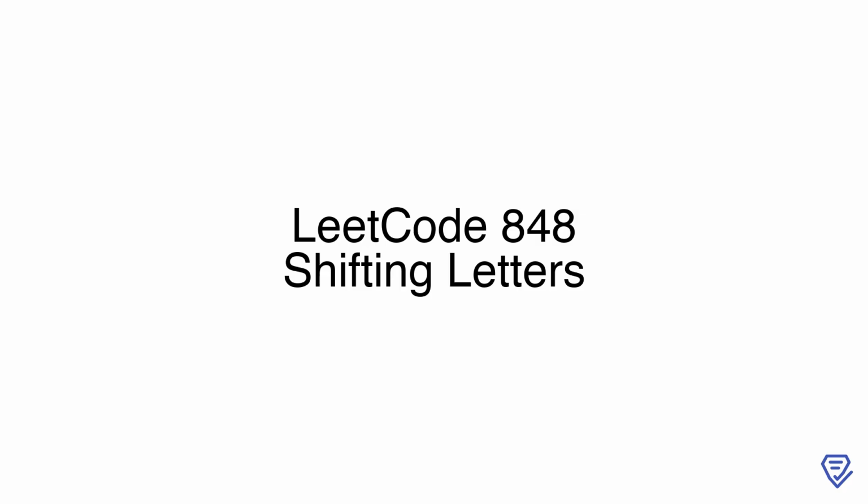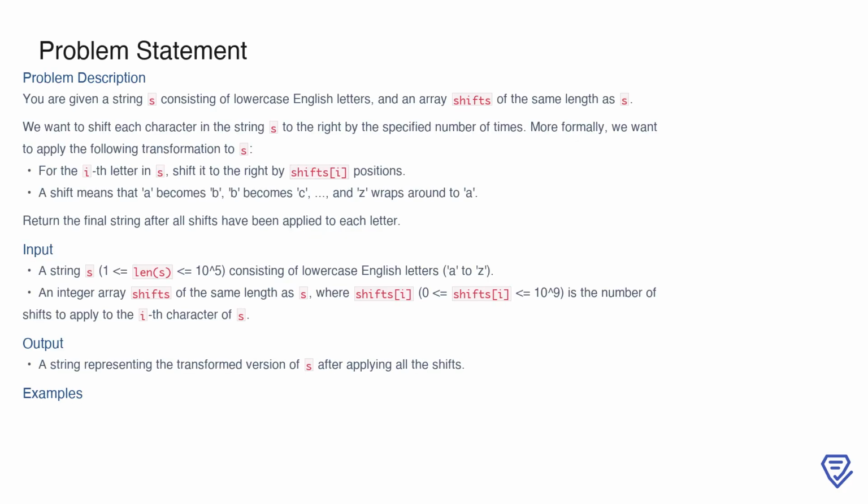Let's get started. In this problem, we are given a string S that consists of lowercase English letters, and an array shifts which has the same length as the string. The goal is to shift each character in the string to the right by a certain number of positions, as specified in the shifts array.